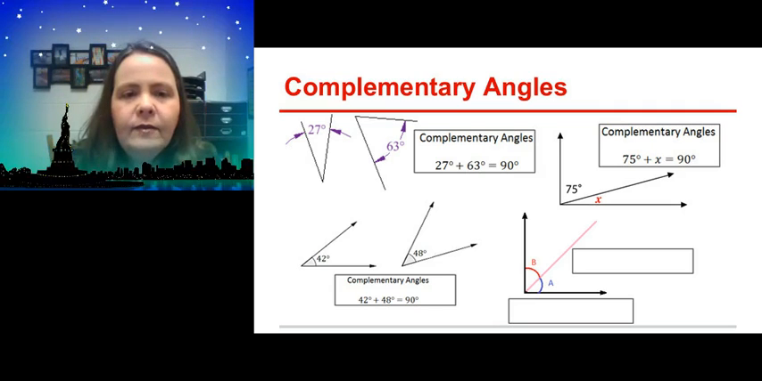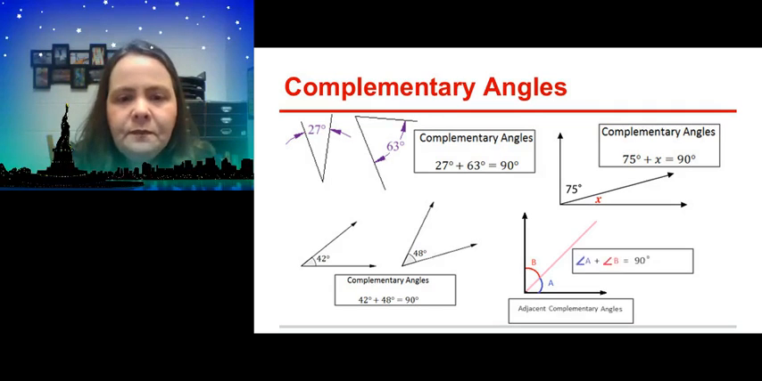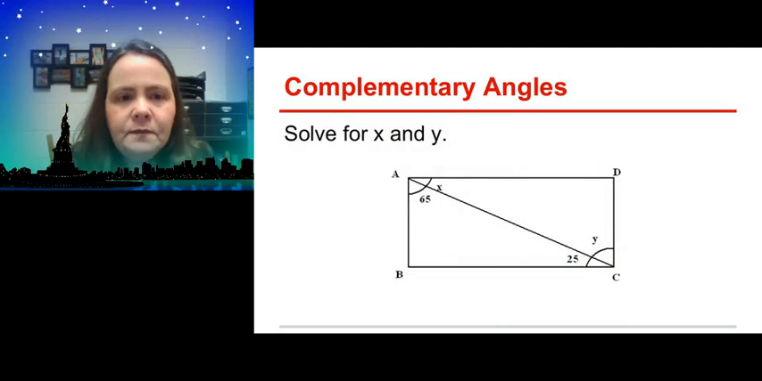Then if we look down at the last one that has the A and the B, angle A plus angle B is 90 degrees, and these are called adjacent complementary angles. Again, the two sets on the left are called non-adjacent. The ones on the right are called adjacent. And let's look at some examples of how we can use these.